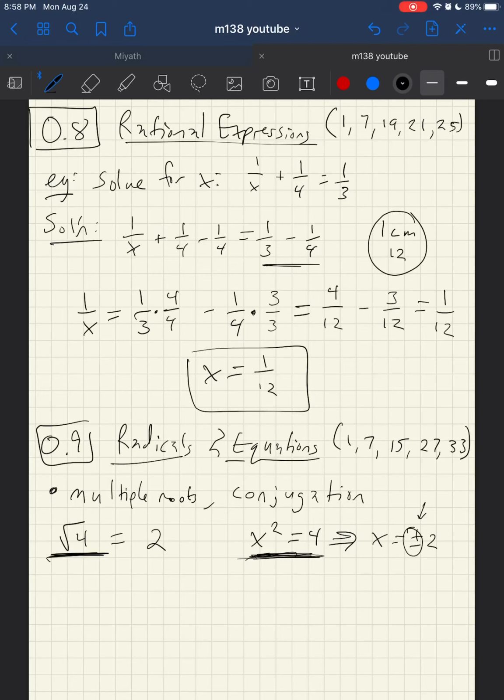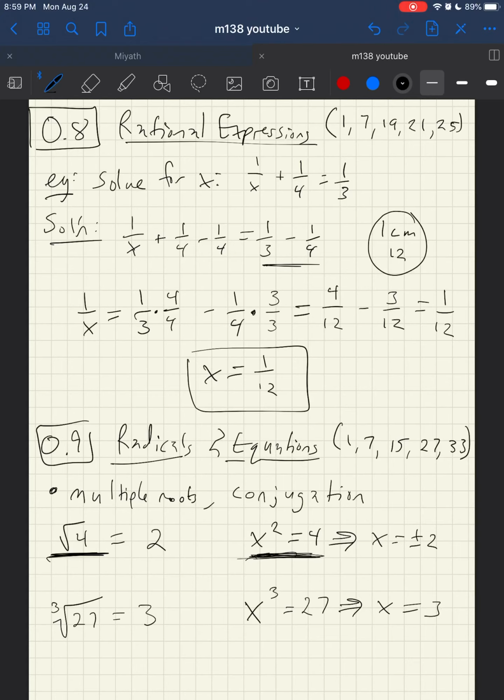All right, this little plus or minus sign right here. If I have an odd exponent, though, I won't need that. So another quick example is if I look at the cube root of 27, this is equal to 3. And now if I try to solve the equation x cubed equals 27, this has solution x equals 3, not plus or minus 3, okay?